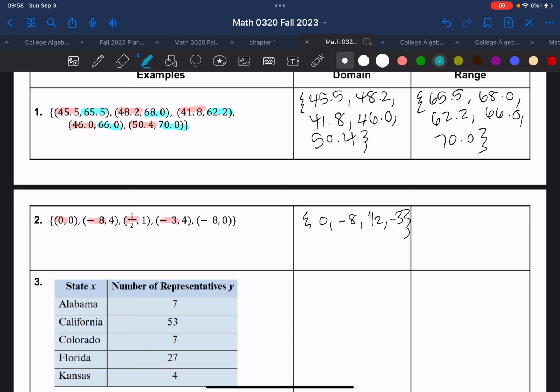Same thing looking at my range, I have 0, 4, 1. Again, see how I have a 4 that has already been said? I'm not going to highlight it. And then lastly, this 0 has also been repeated because we highlighted that in the beginning, so I'm not going to highlight that again. So everything I highlighted in blue is my y, so that is my range. So I have curly bracket 0, 4, 1. Close curly bracket.